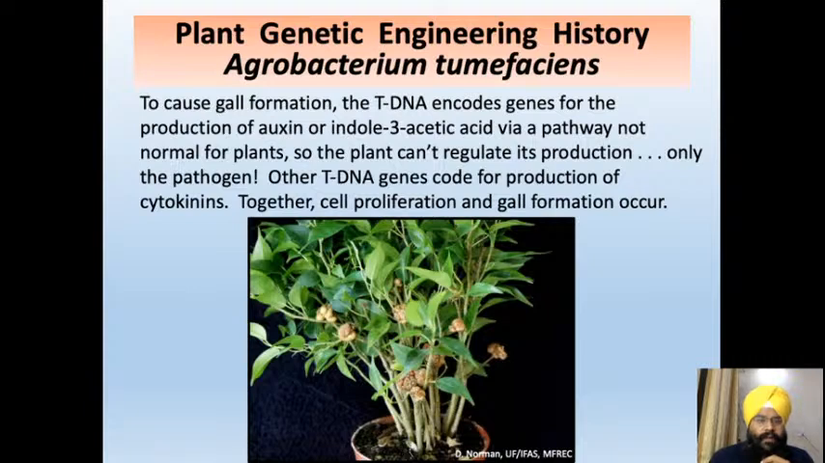These also cause gall formation. The T-DNA encodes genes for the production of auxins via pathways not normal for plants. So the plants can't regulate its production, only the pathogen can, and it also codes for the production of cytokinins. Together, cell proliferation and gall formation occur in this case.